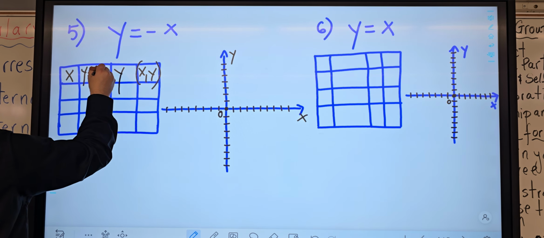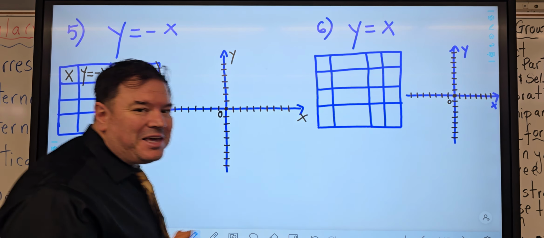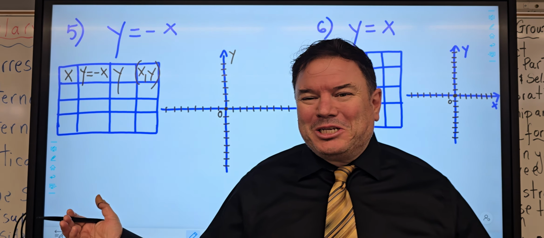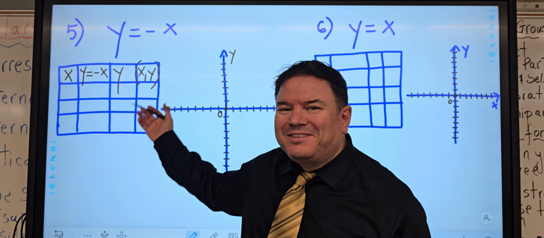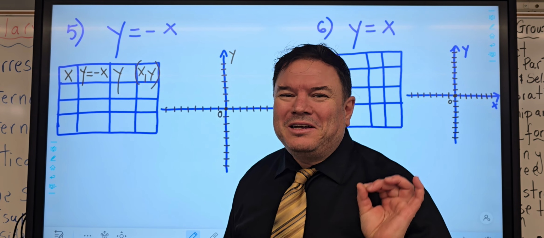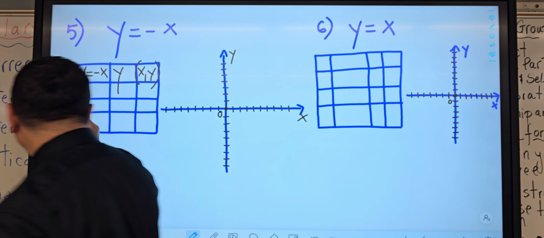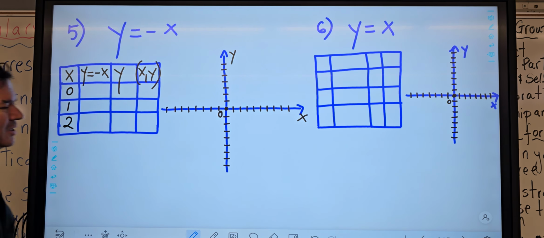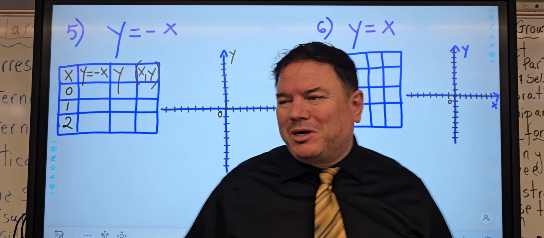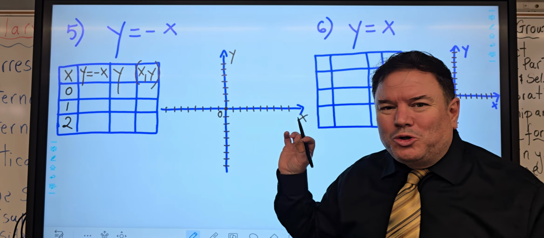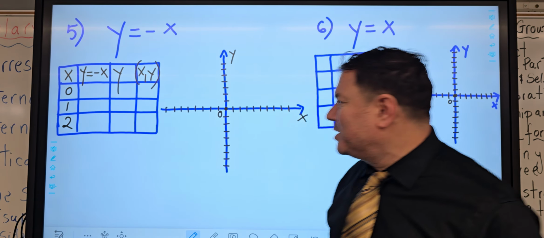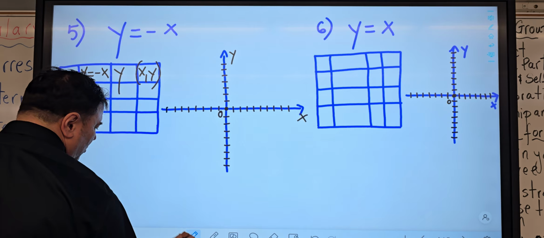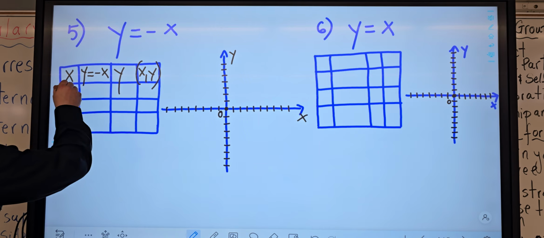y equals negative x. And again, the easiest way, if we don't have any fractions, is to choose the small numbers we talked about. Any small number would work: 0, 1, and 2. We can also pick some negative numbers, but remember, I told you, choose very small numbers. And we are going to put those numbers in now.